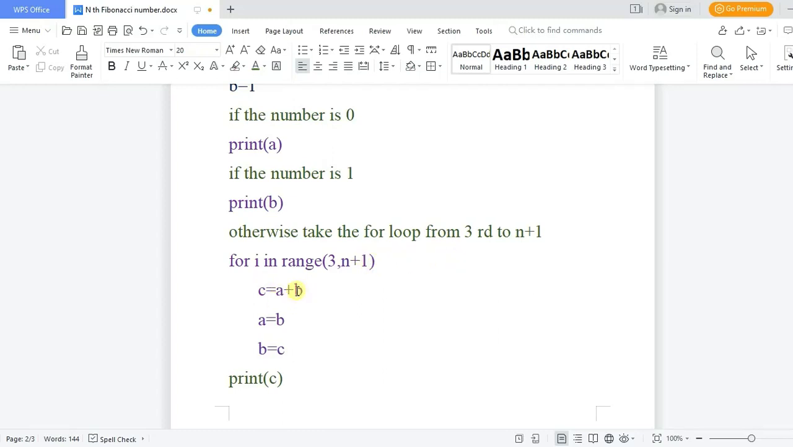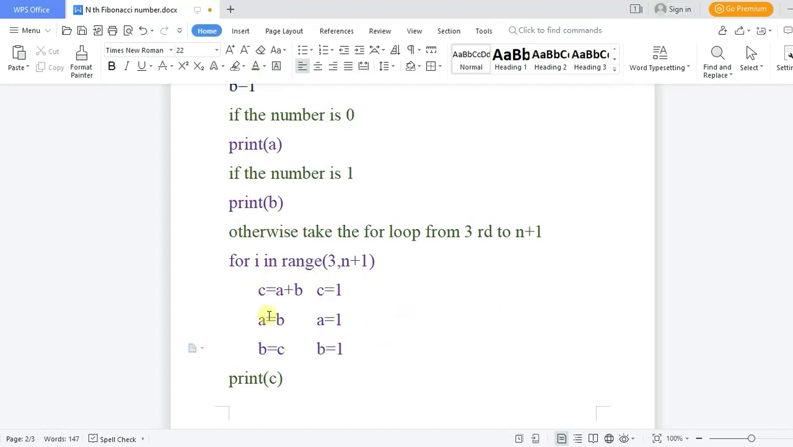Here, a is equal to 0 and b is equal to 1. 0 plus 1 is equal to 1, so c is equal to 1. Then we interchange: b, which is 1, is stored in a, so a becomes 1. And b also becomes 1, because c is 1. Now c is equal to 1, a is stored as 1, and b is equal to 1 after the iteration.